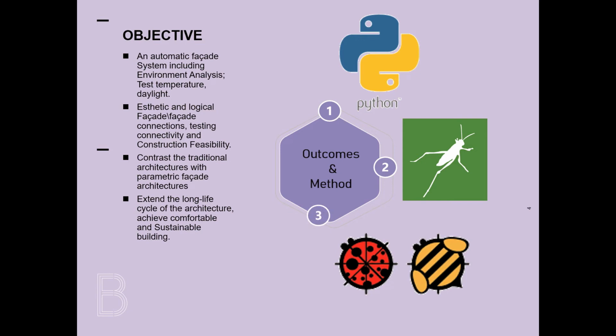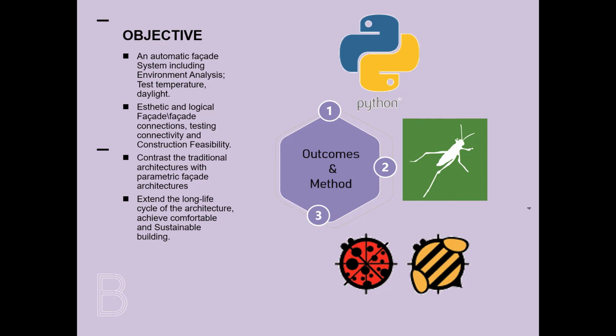The objectives for this project are an automatic facade system including the environment analysis, temperature and daylight tests, design aesthetic and logic of the facade and the facade connections, test the connectivity and the construction feasibility, construct the traditional architectures with parametric facade architectures, extend the long life cycle of the architecture, and achieve a comfortable and sustainable building.